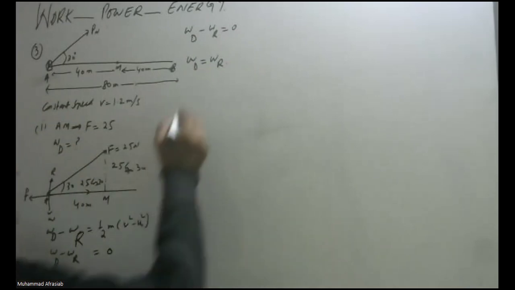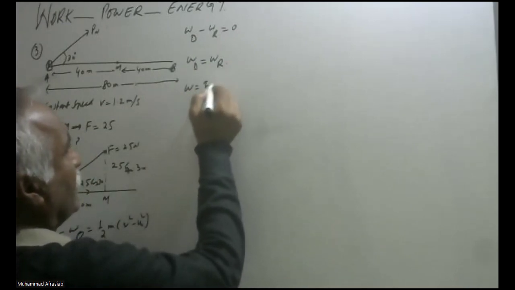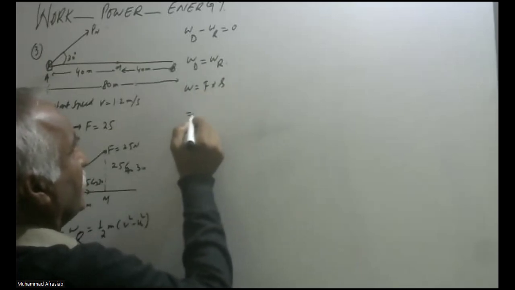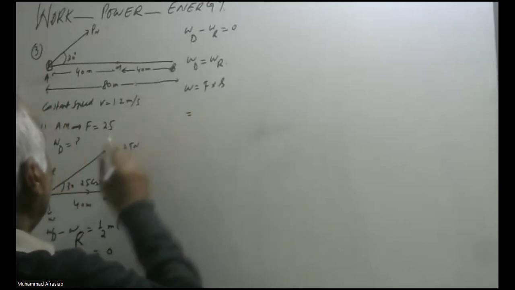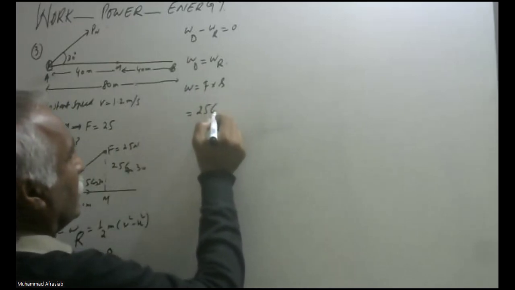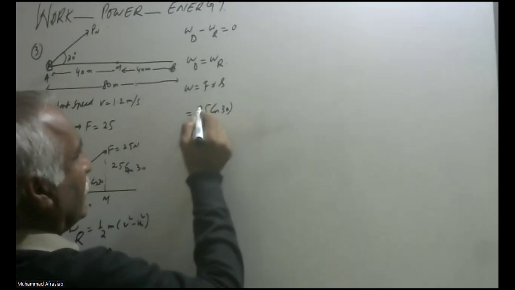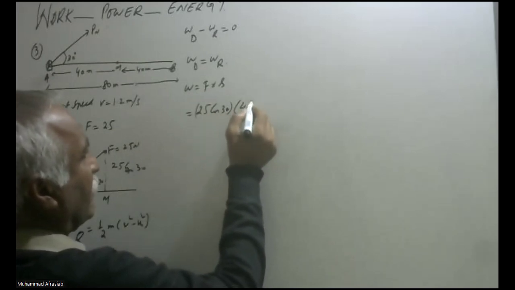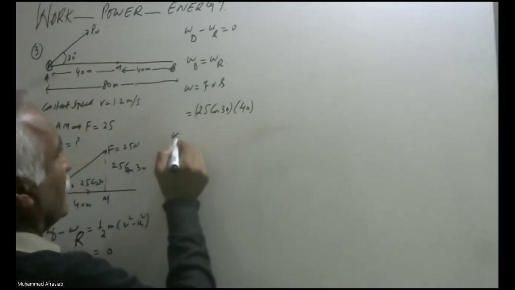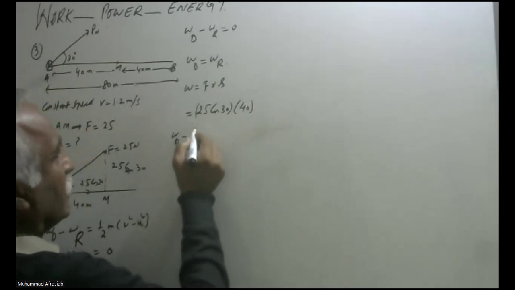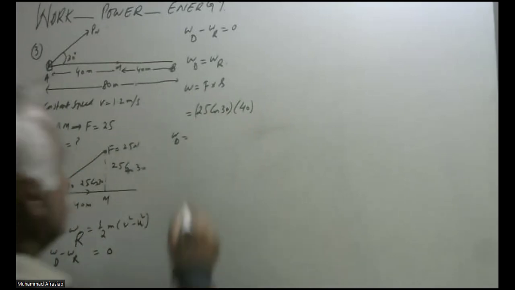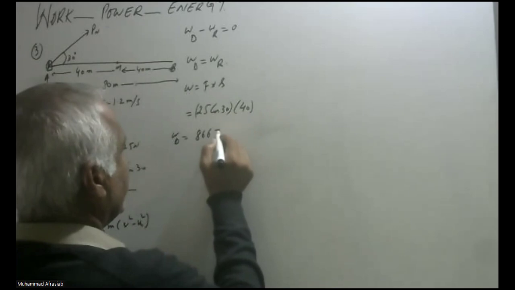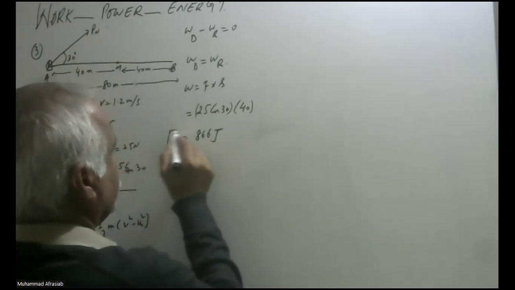But work done is basically equal to force times distance. Here the force is 25 cos 30, times the distance, which is 40. So the work done by the driving force is equal to 866 joules.